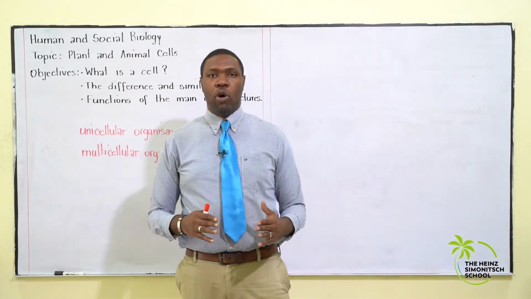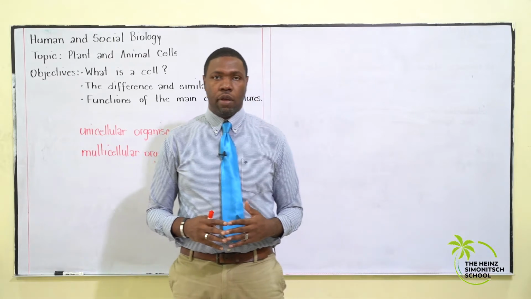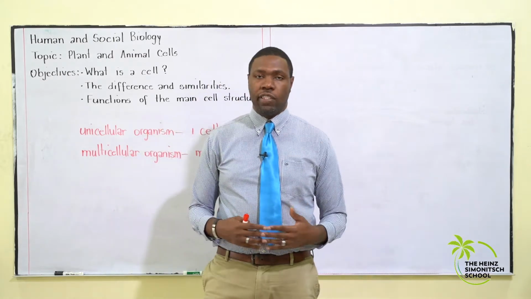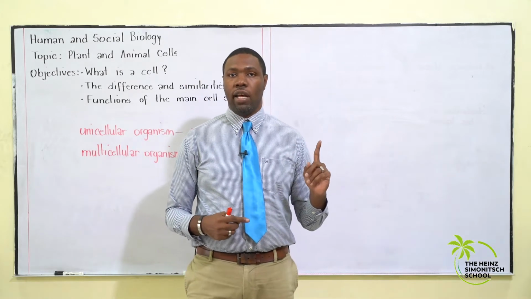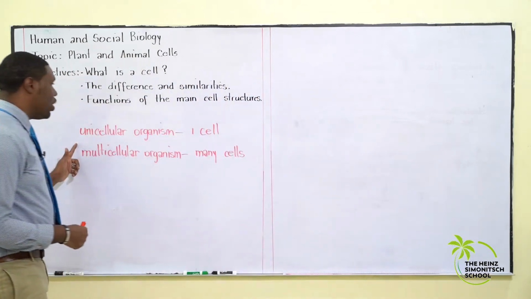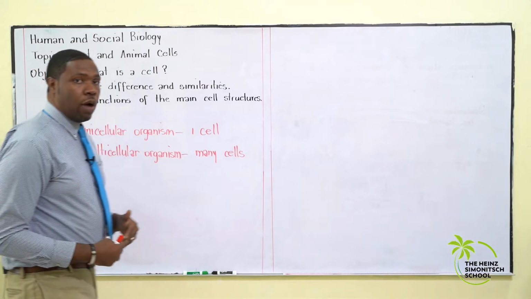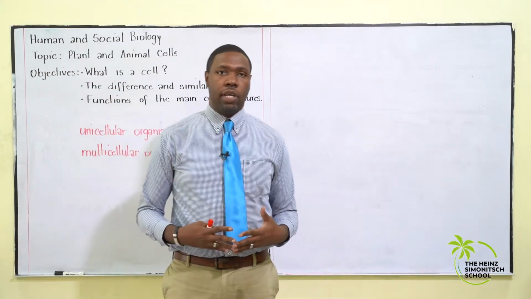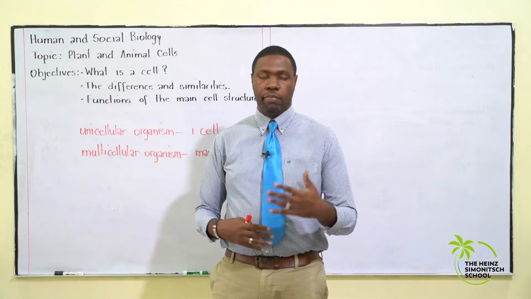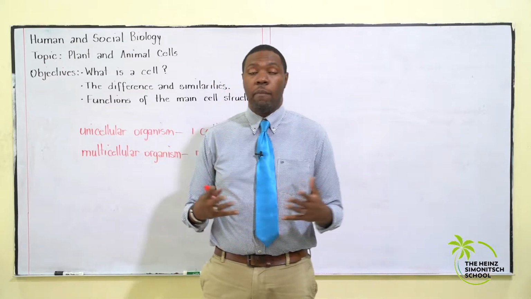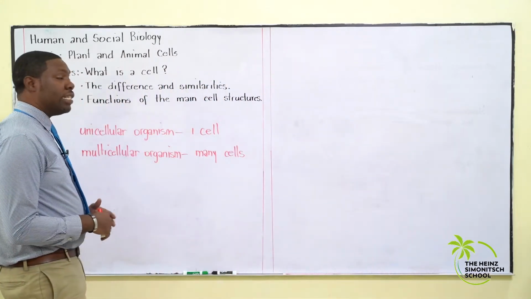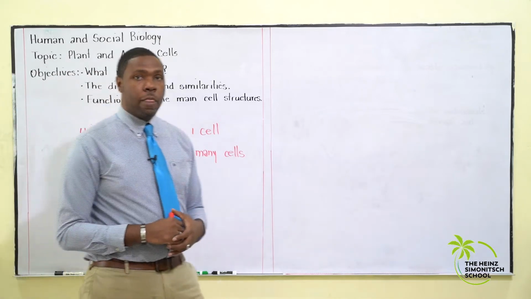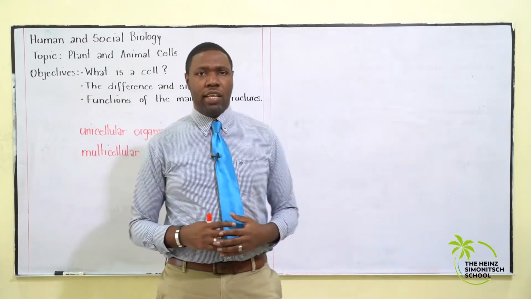A cell is the smallest unit of life. All organisms are made up of cells. There are some organisms that have just one cell, and they're called unicellular organisms. And there are much more complex organisms that are made up of several thousand, millions, even billions of cells, and they're called multicellular organisms. So that's basically what a cell is.